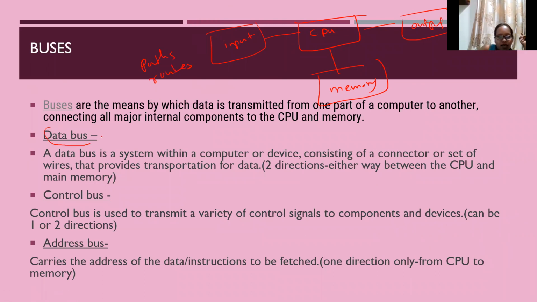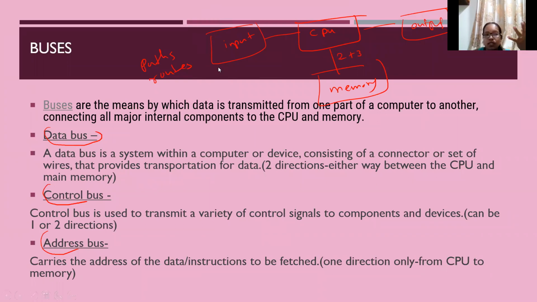Now, there are 3 kinds of buses available: data bus, control bus and address bus. From the name itself, you can identify that the data bus just carries data only. Okay, now in the previous case, like 2 plus 3, right?